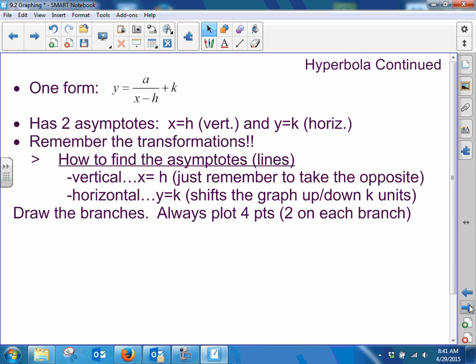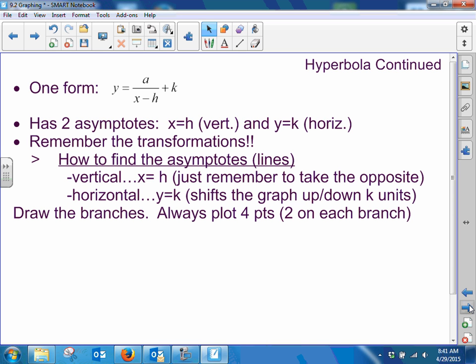Now, you're really not going to have to mess with those transformations. You just have to remember that the k value is for your vertical shift, but that's your horizontal asymptote. K is your horizontal asymptote. That's all you have to know. And then your h value, take the opposite of it, and that's your vertical asymptote.